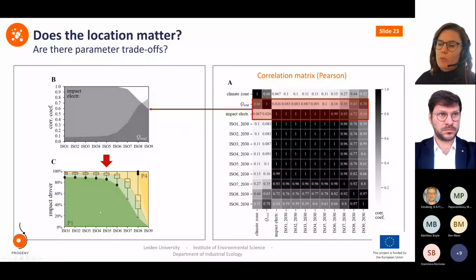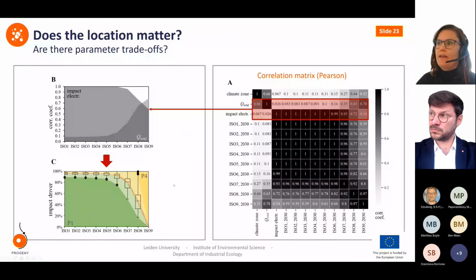So we had parameter 1. Parameter 1 is the energy which is needed to maintain a certain ISO standard. And parameter 4 is the energy demand which is needed for heating and cooling. So it's more the regional parameter. And the other one is more an operational parameter to have a certain cleanliness level.